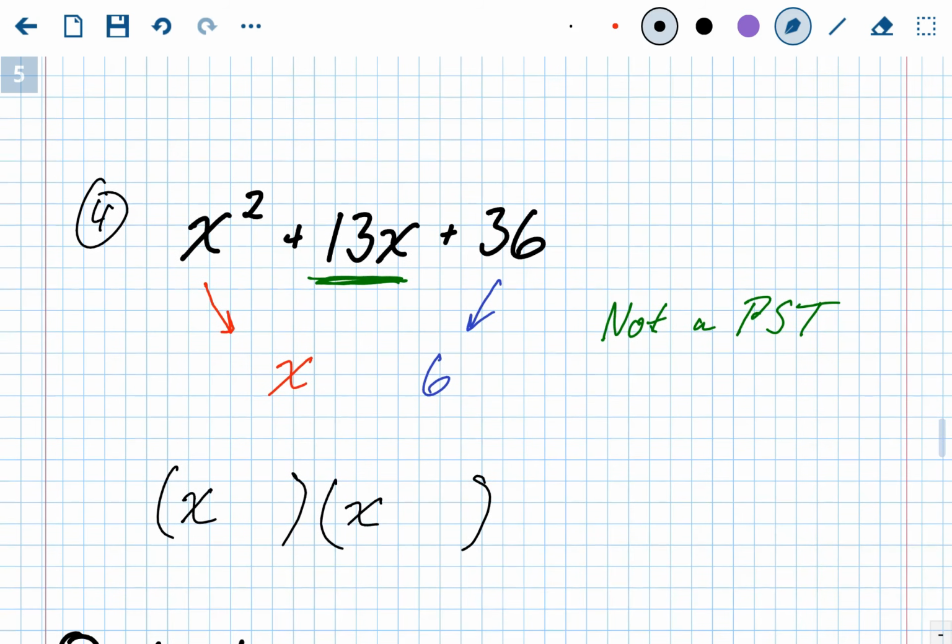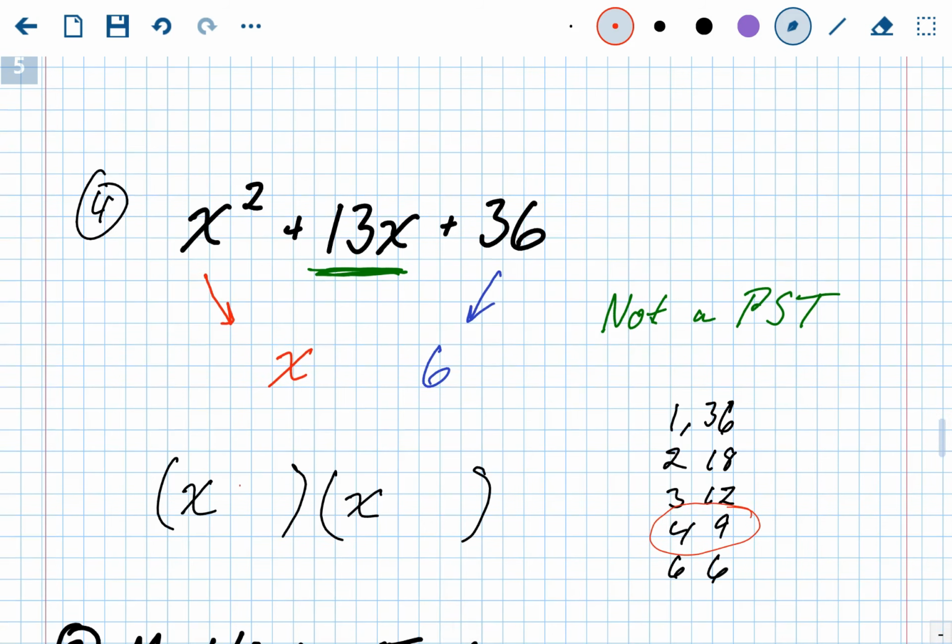Product sum, we'd be looking for two numbers that multiply to 36 and add to 13. What multiplies to 36 and adds to 13? Well, you could run through all the numbers that multiply to 36: 1 and 36, 2 and 18, 3 and 12, 4 and 9, 6 and 6. They all multiply to 36. Which of them add to 13? Well, it's going to be 4 and 9. So our factored form would be x plus 4 times x plus 9. So not everything's a special pattern, even though it might look like one. You always have to ask yourself the three questions and check.